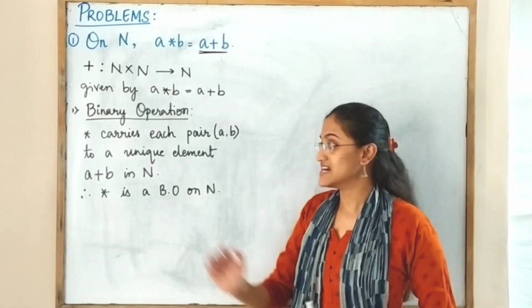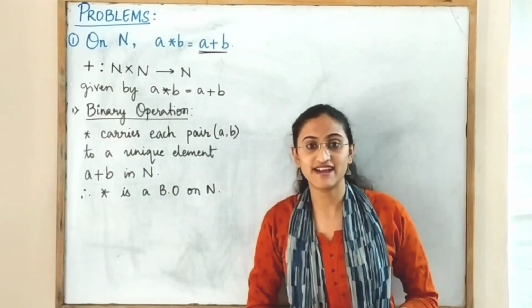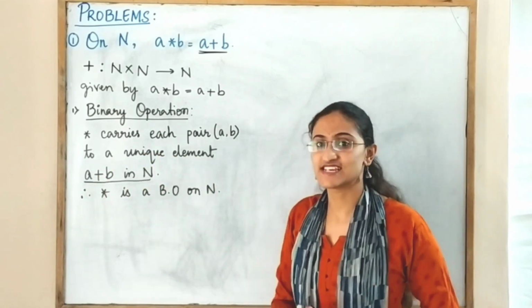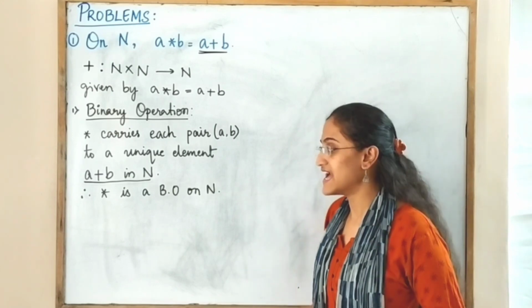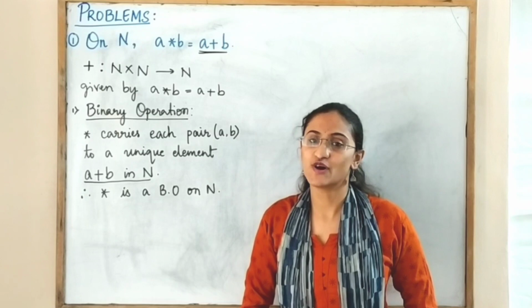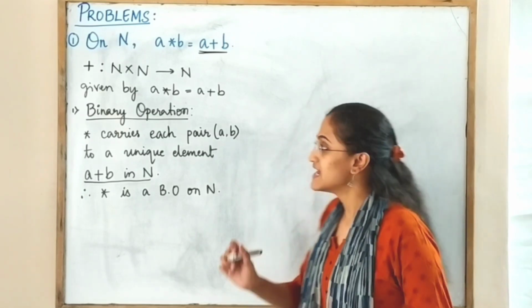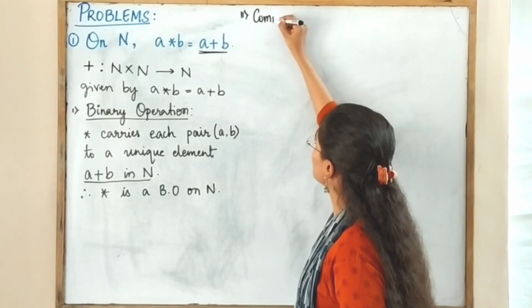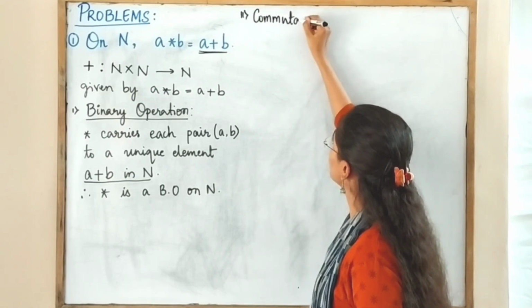Mathematically, we write it as star carries each pair A comma B to a unique element A plus B in the set of all natural numbers, and hence we can conclude that star is a binary operation on the set of natural numbers. Now moving on to the second one, that is to verify whether the operation is commutative.